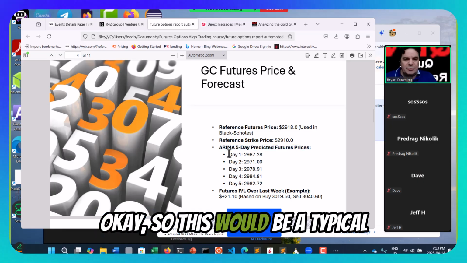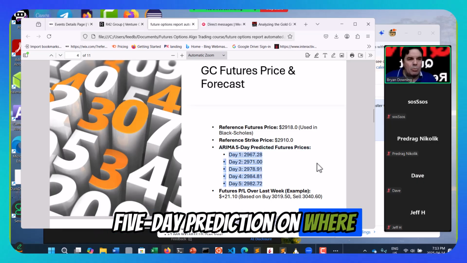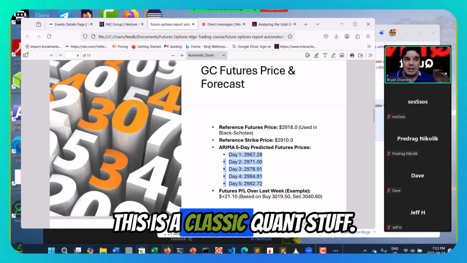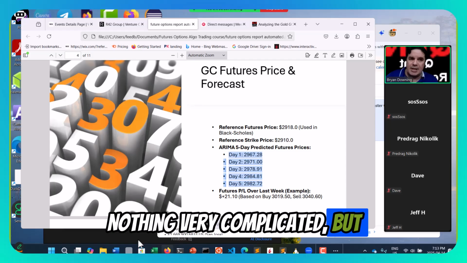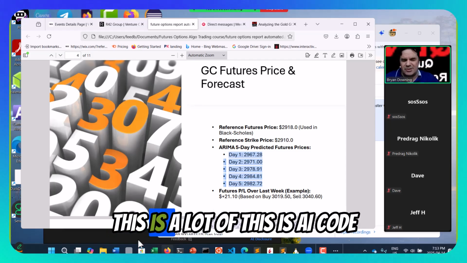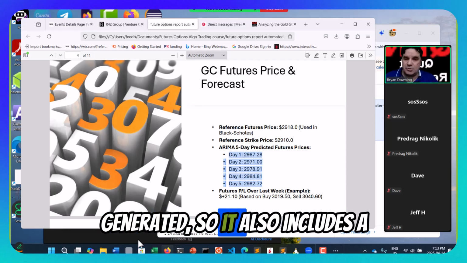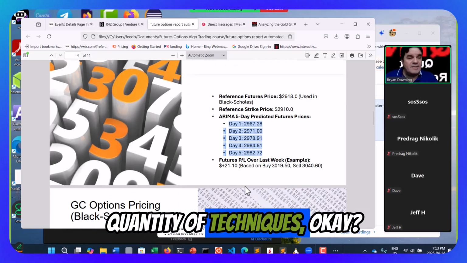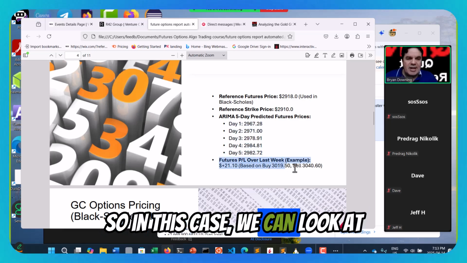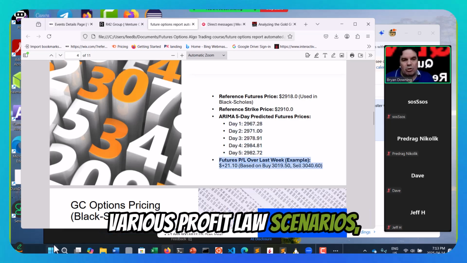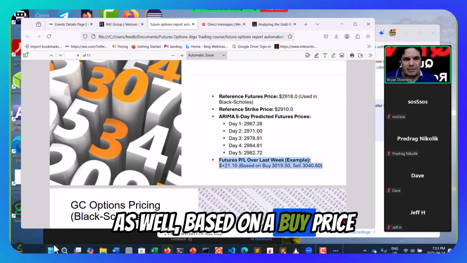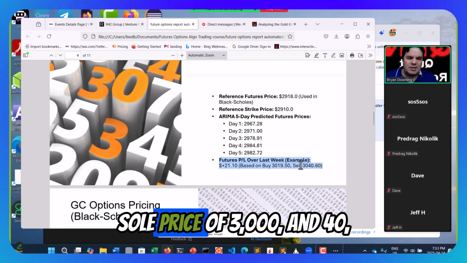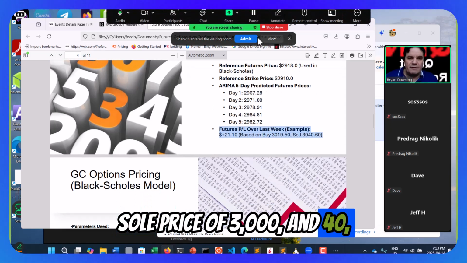So this would be a typical 5 day prediction on where gold will go, and it's using something called ARIMA. This is classic quant stuff, nothing very complicated. But as I said earlier, a lot of this is AI code generated, so it also includes a lot of the coding for quantitative techniques. In this case, we can look at various profit loss scenarios as well, based on a buy price of let's say 3,000 and a sell price of 3,040.